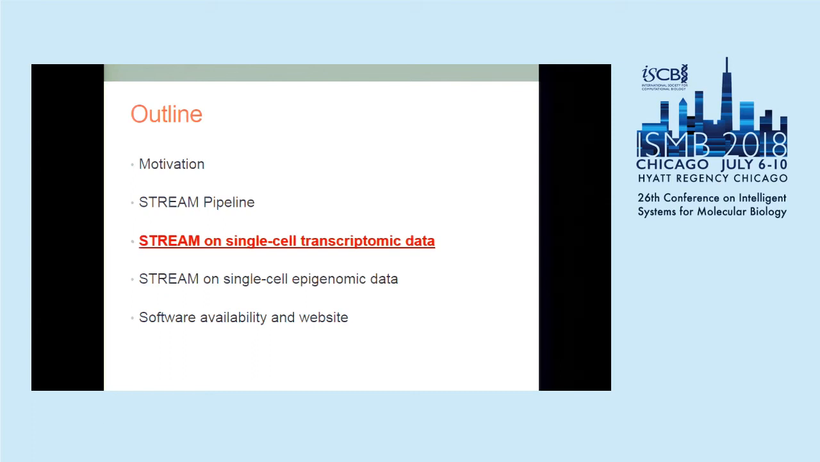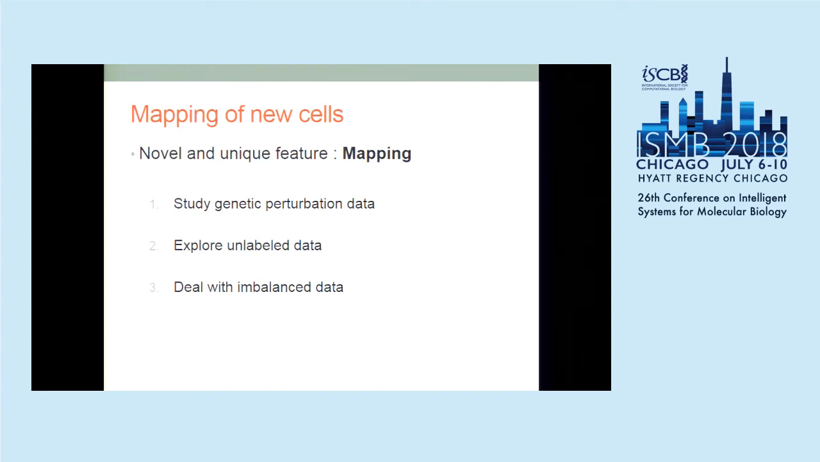Then I will introduce another application in the transcriptomic data set. Here we introduce another novel and unique feature. We call it mapping. It would be very beneficial for studying genetic perturbation. Here, we can build the trajectory using the wild type data set, and we can map the genetically perturbed cells to the inferred tree structure. And also, we can build the tree structure using an unlabeled data set, and further map the annotated data set to the inferred tree structure to validate different branches.